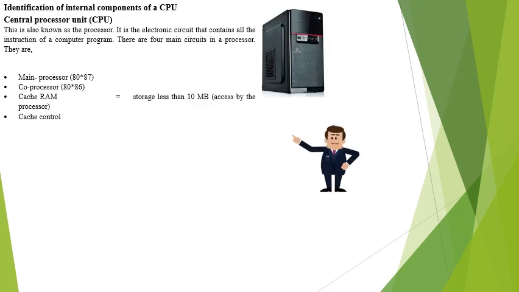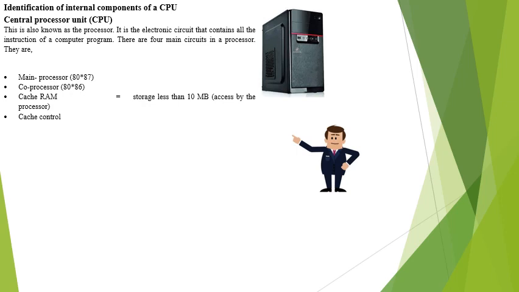So let's talk about the identifications of internal components of a CPU. A CPU is the heart of a computer system. I have mentioned here this is known as a processor. It is an electronic circuit that can contain all the instructions of a computer program.